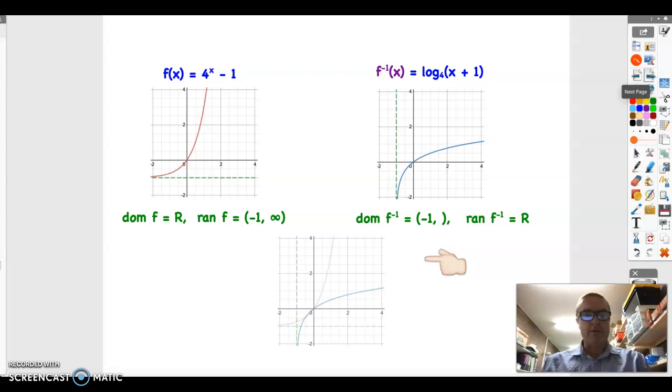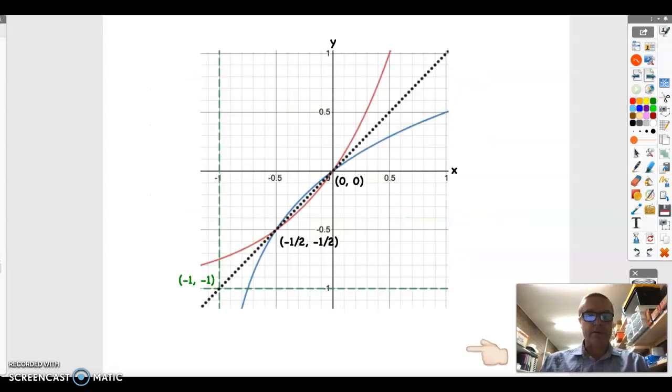We're going to take a closer look at that graph, because the two graphs in this case do in fact intersect, and we can find out where those intersections take place. So one of those intersections is at the point 0, 0. The second intersection is at the point -1/2, -1/2. Even the asymptote intersects on that diagonal line, -1, -1.